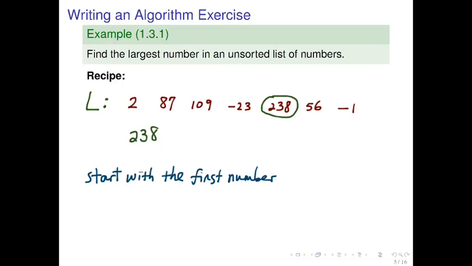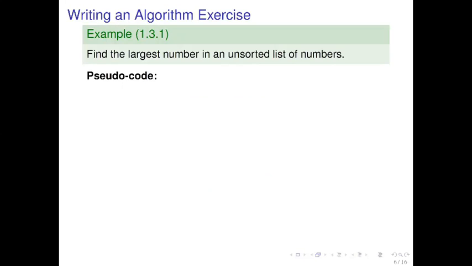If it turns out that the third number is larger than the second number, then we're going to move our marker to the third number. If that's not the case, then the marker stays where it is right now. We're going to continue this process until the entire list has gone through.